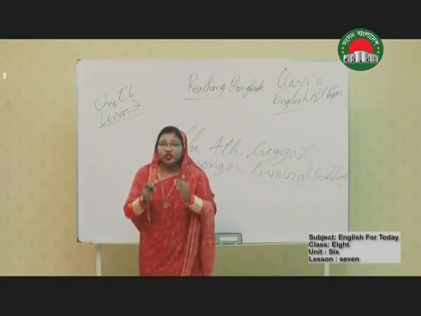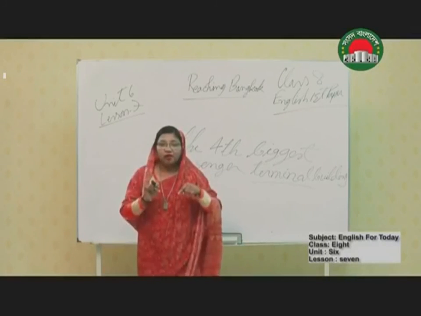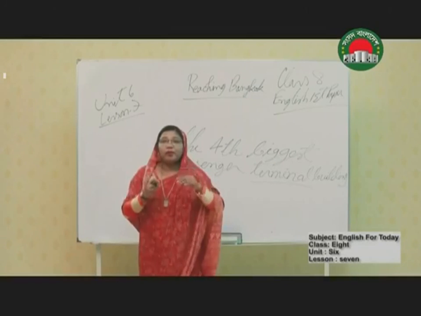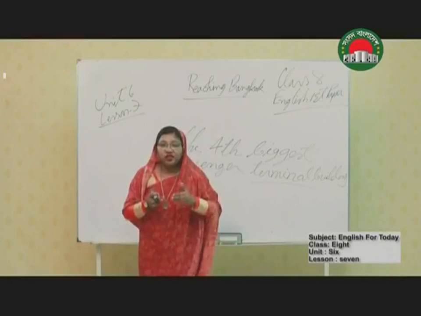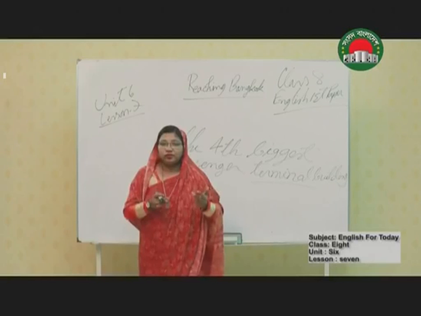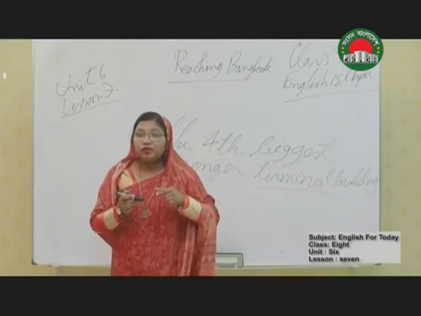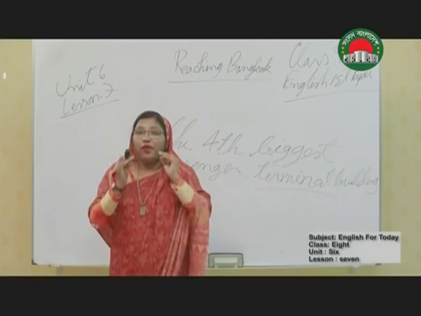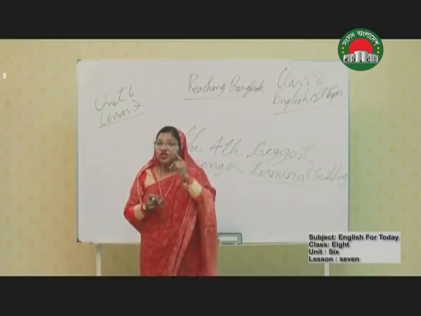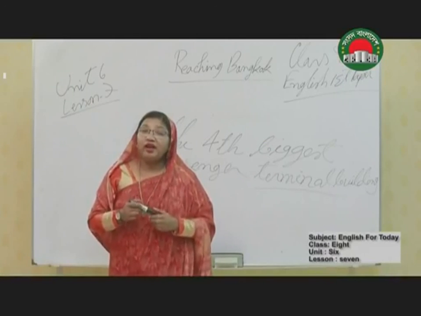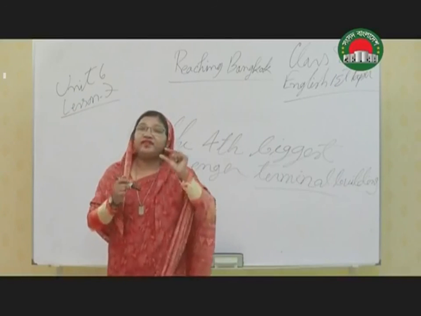Now look at your textbook. Below the passage you will find a table. In the table there is some information, and I hope you can understand what the information is about. Yes, the information about an airport. Now you have to write a paragraph about an airport. Which airport? Hazrat Shahjalal International Airport. And this information you will use as clues.